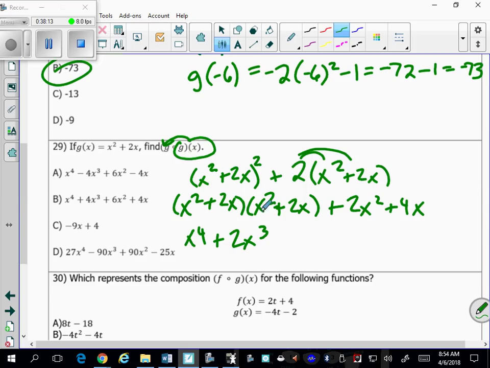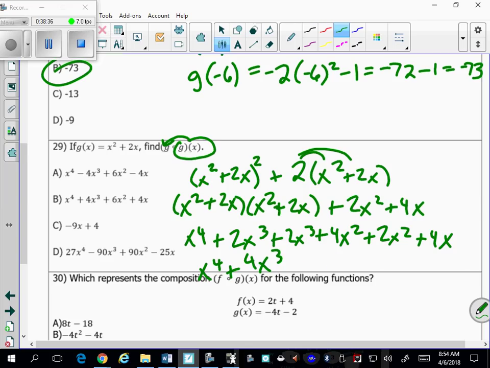Let's clean this all up, get all of our like terms together. There's only one x to the 4th, 2x to the 3rd plus 2x to the 3rd is 4x to the 3rd, just adding them together. 4x squared plus 2x squared is 6x squared, plus the 4x on the end. And so that will end up being B.